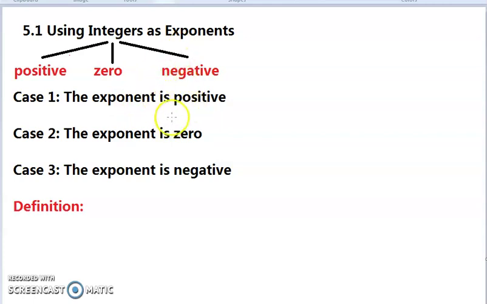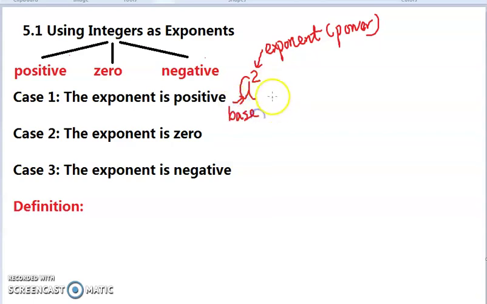For example, we have, say, a squared, and notice this is what we call exponent or power. So the exponent here is 2, which is positive. And a, we call it base. And we learned this before. We know a squared means 2 copies of a multiplied. So we multiply a and a.